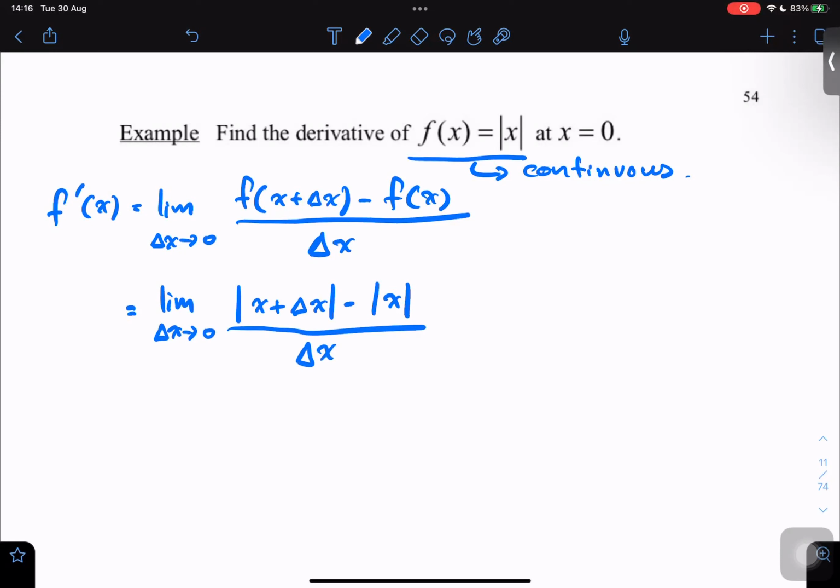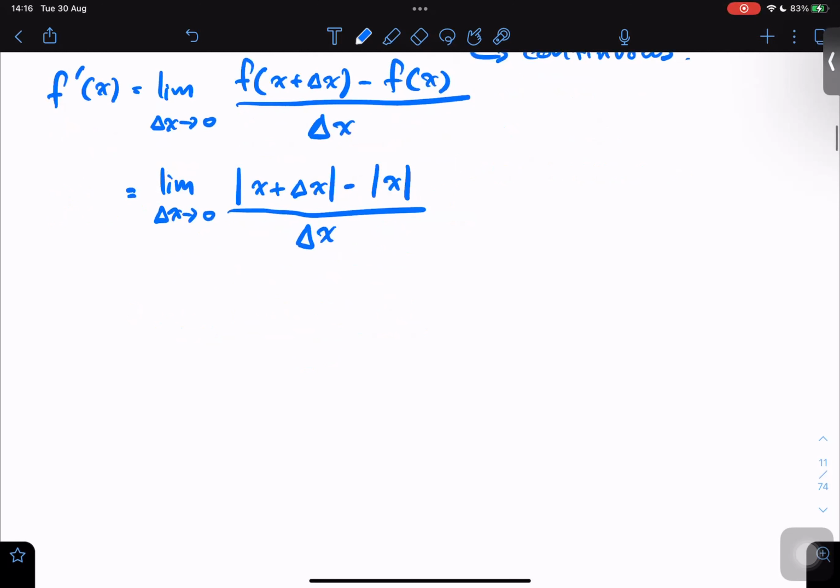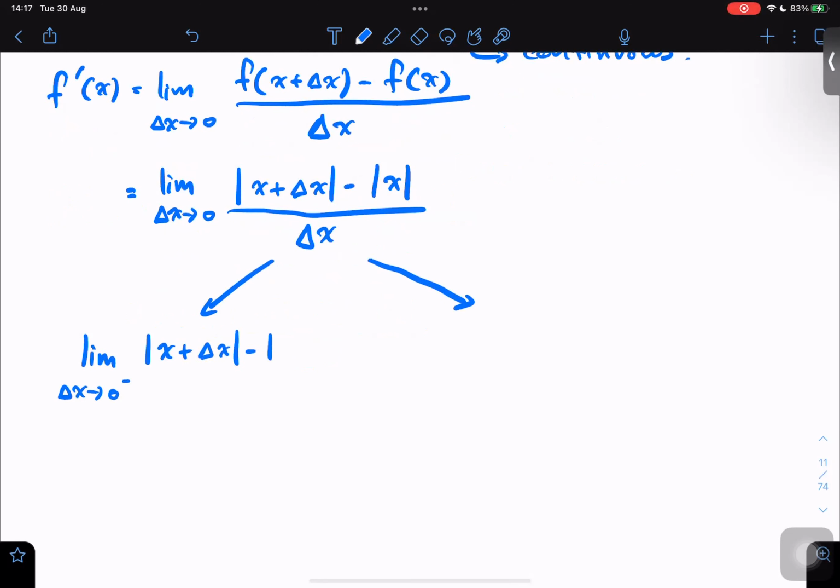But in this case, you cannot just do it directly like that. Because it is the absolute value, you need to look from the left. So delta x approaching 0 from the left of the absolute value of x plus delta x minus the absolute value of x, and the limit as delta x approaches 0 from the right of the absolute value of x plus delta x minus the absolute value of x.